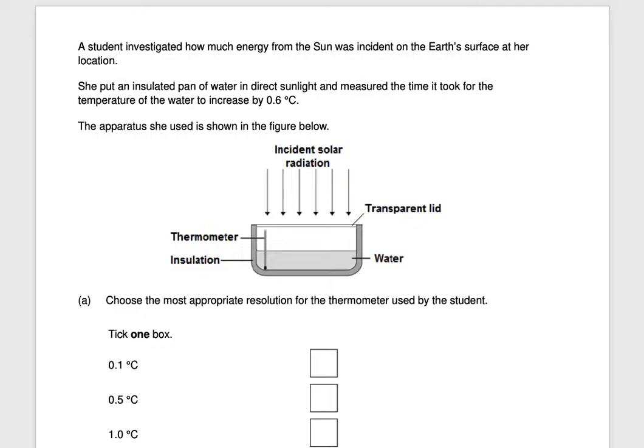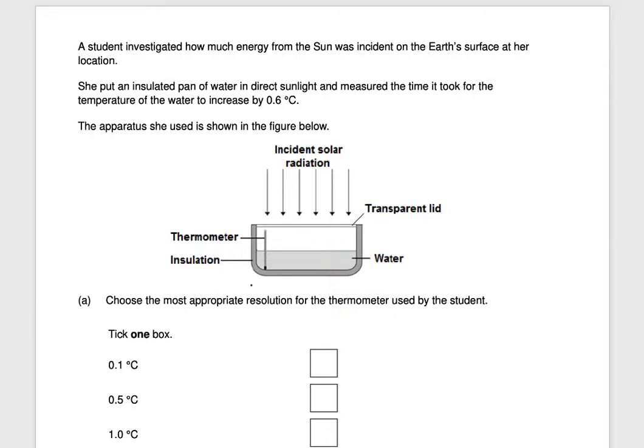Our first exam question states, a student investigated how much energy from the sun was incident on the Earth's surface at her location. She put an insulated pan of water in direct sunlight and measured the time it took for the temperature of the water to increase by 0.6 degrees. The apparatus she used is shown in the figure below. So we have the figure and it shows the apparatus that she used.